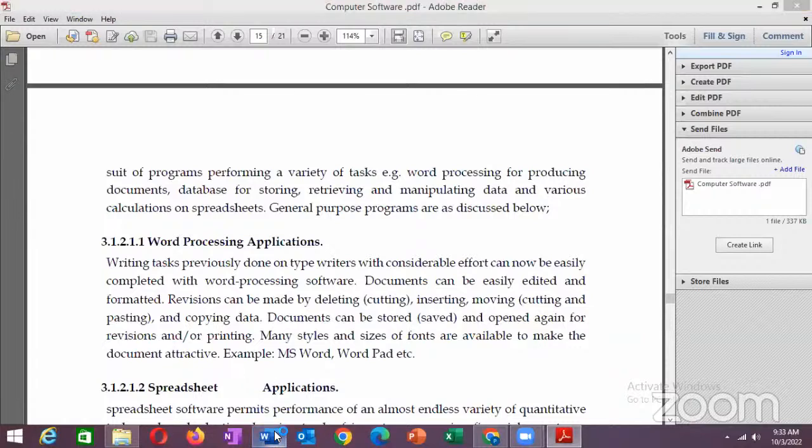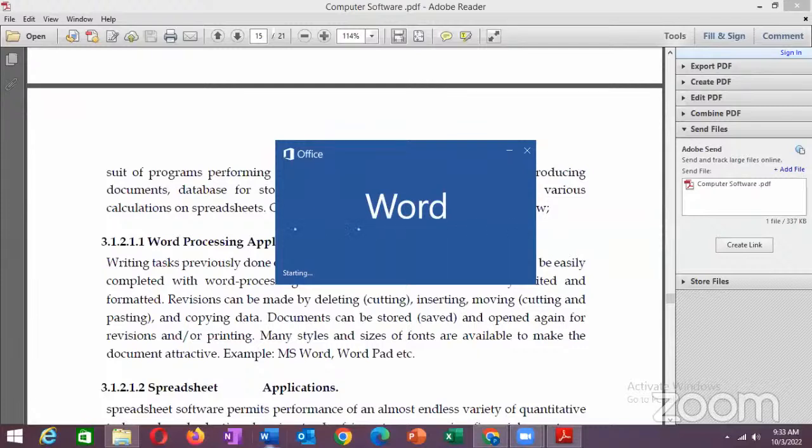Like this one is a word processing, where you can type in. You can see it's loading. That is a word processing application. This is MS Word, Microsoft Word. This is where you can type in, an example of the word processing application. This one is mainly used for deletion, adding, inserting, moving, cutting, pasting, and printing of a given document.